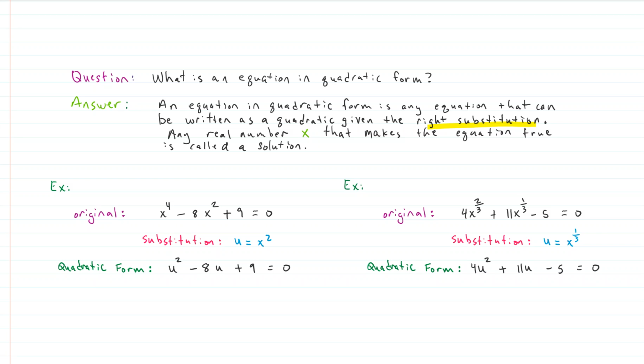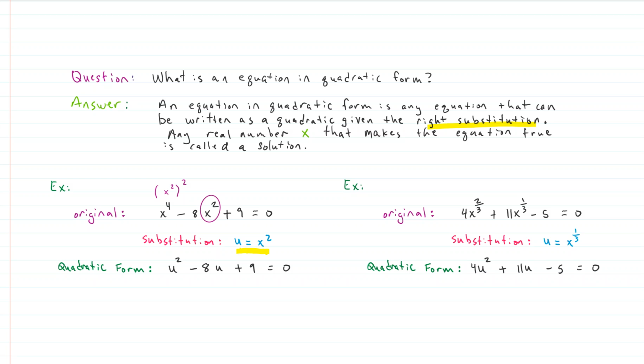If your original equation was x to the fourth minus 8x squared plus 9 equals 0, and we used the substitution u equals x squared, then watch what happens. Let's play around with this just a little bit. What if we rewrite x to the fourth as x squared quantity squared, correct?